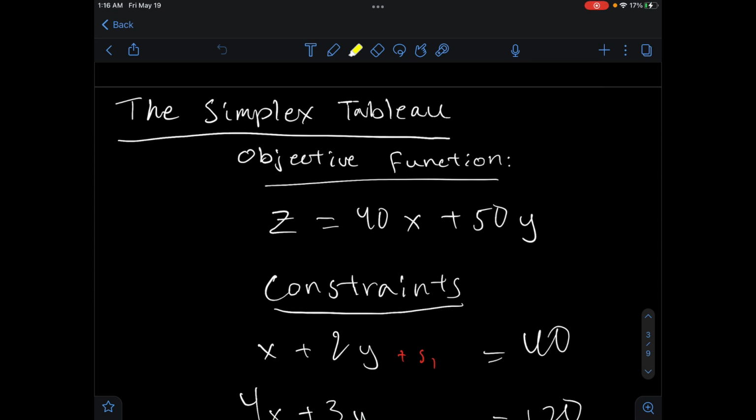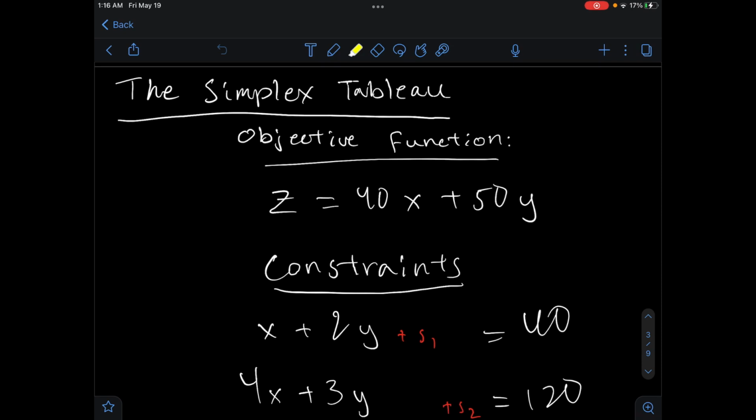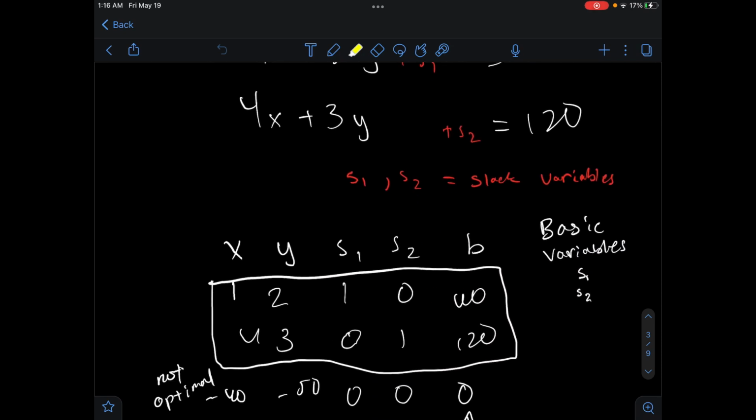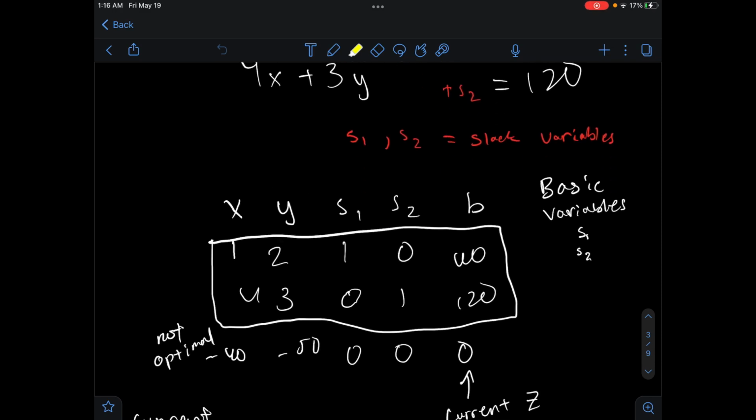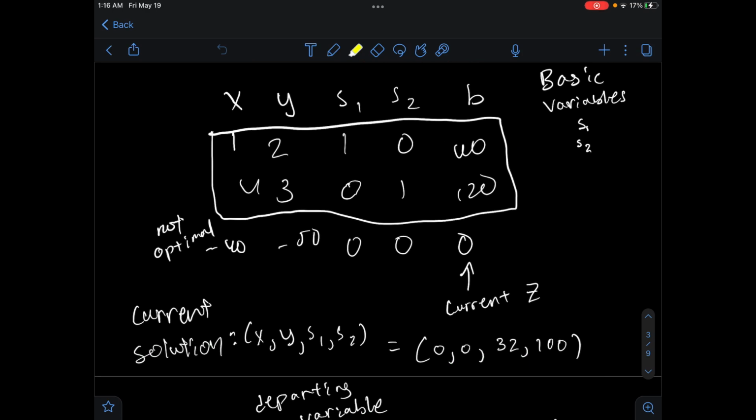This is another way of solving the very same problem, as Danny stated in the previous part as well. So we have our objective function and our constraints, and we are adding our slack variables. These will turn the inequalities into equations that we can put into our simplex tableau.